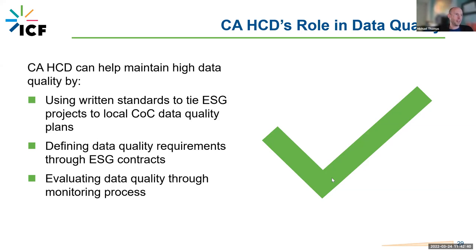You could also define data quality requirements through your contracts. So very similar to putting it in the written standards, you can have it as a contractual item that there is some sort of data quality requirement, and that could also be something that ties the subrecipients back to the local data quality plan. And you can also evaluate data quality through the monitoring process. So, when you go to monitor as part of your regular process, you can have them pull a data quality report and show you that they have decent data and have some sort of threshold. And if it doesn't meet that threshold, you can hold them accountable to that.